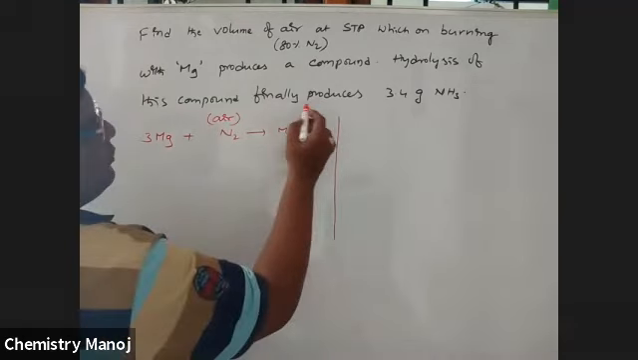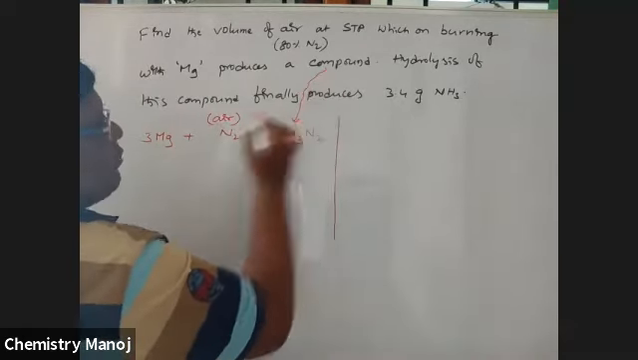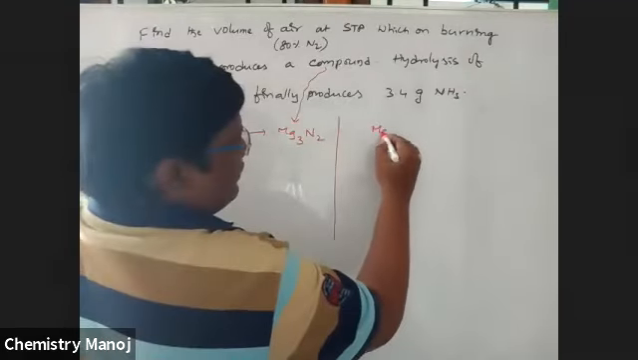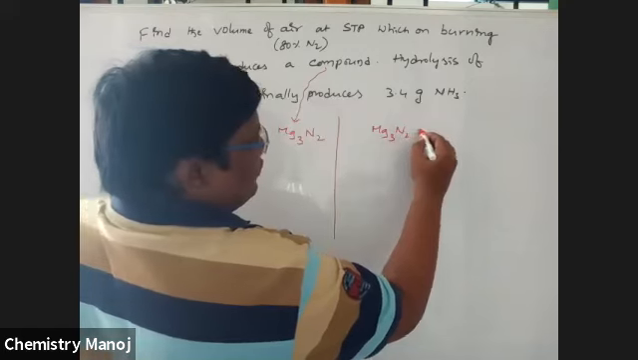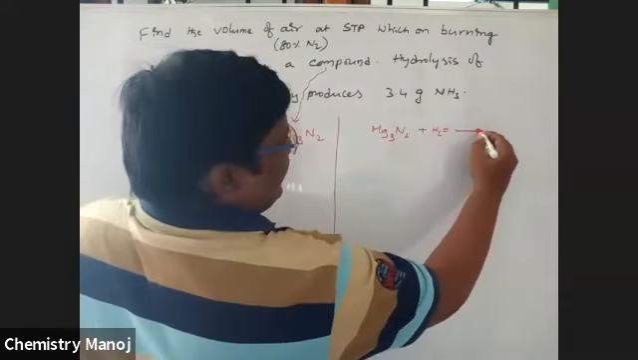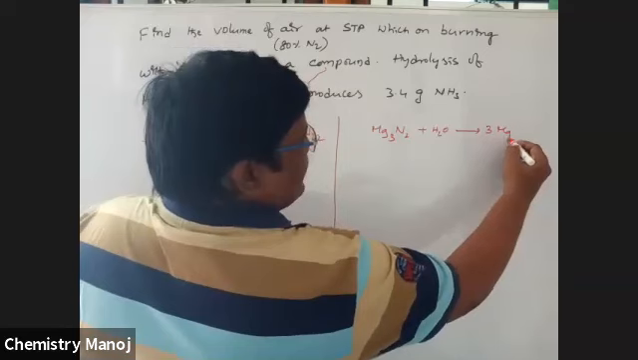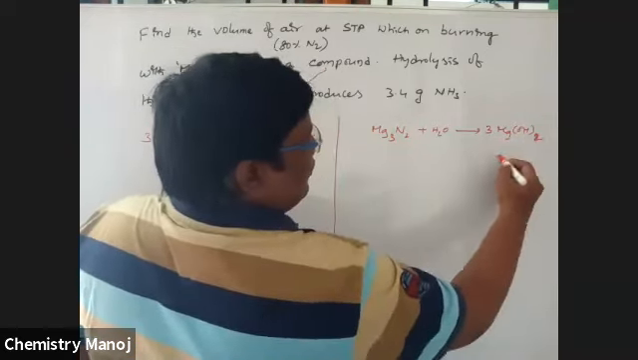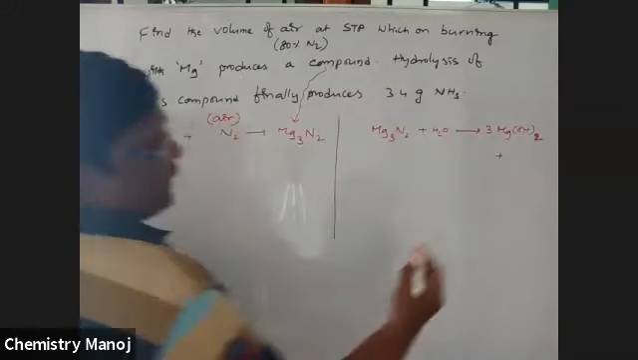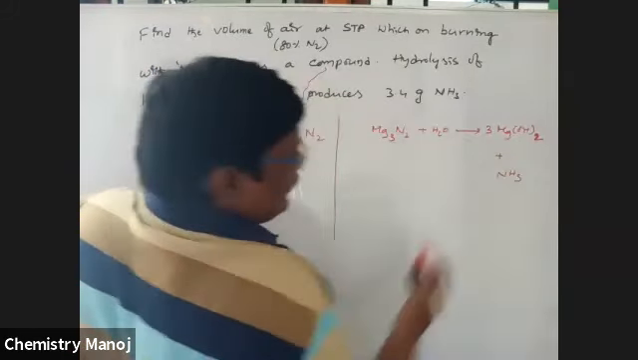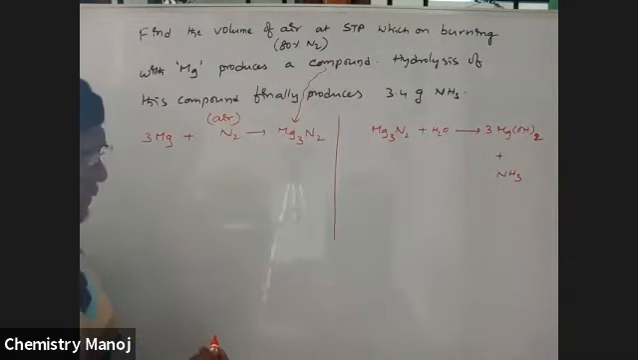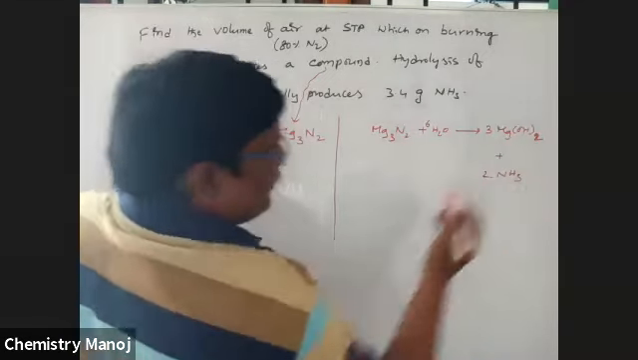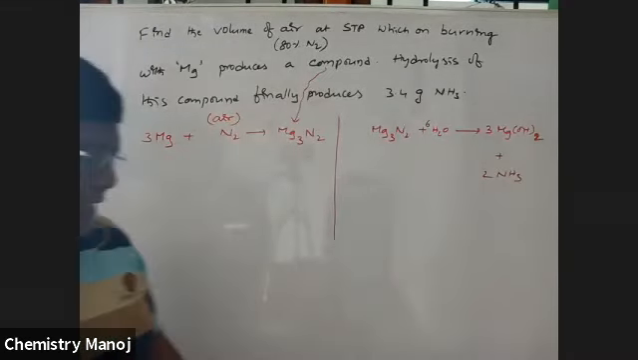This is the compound, and that compound is hydrolyzed. That means Mg3N2 reacts with water and gives 3Mg(OH)2 plus 2NH3. Balancing, 6H2O. These are the balanced equations.